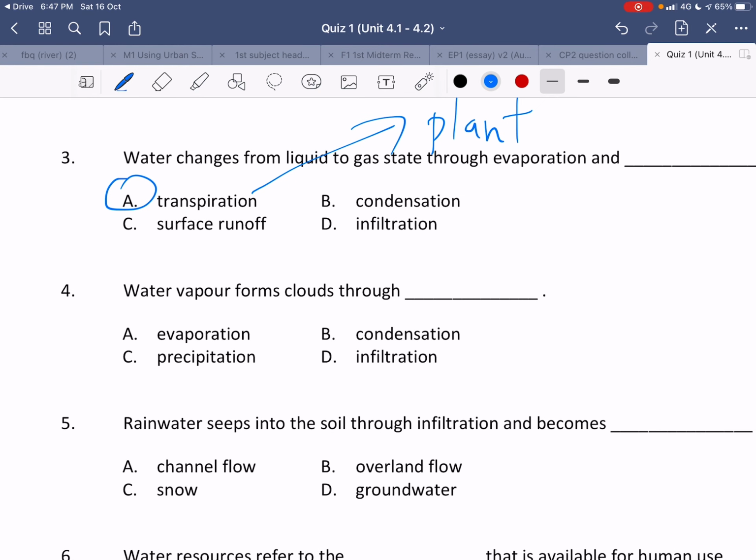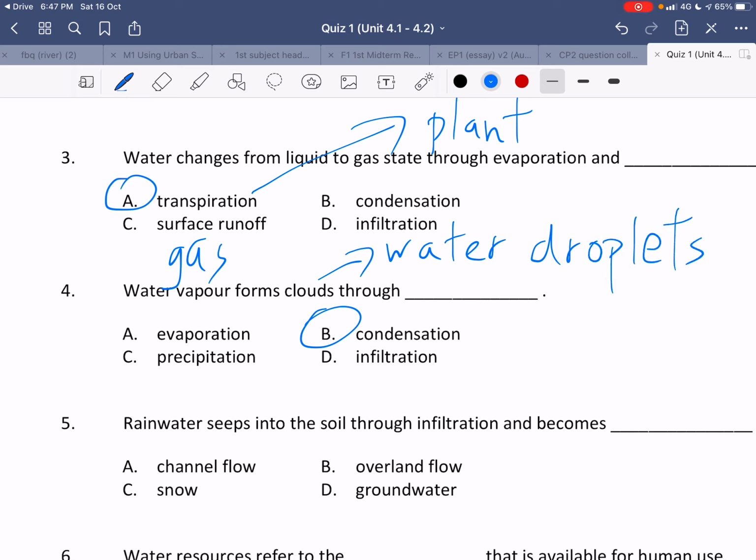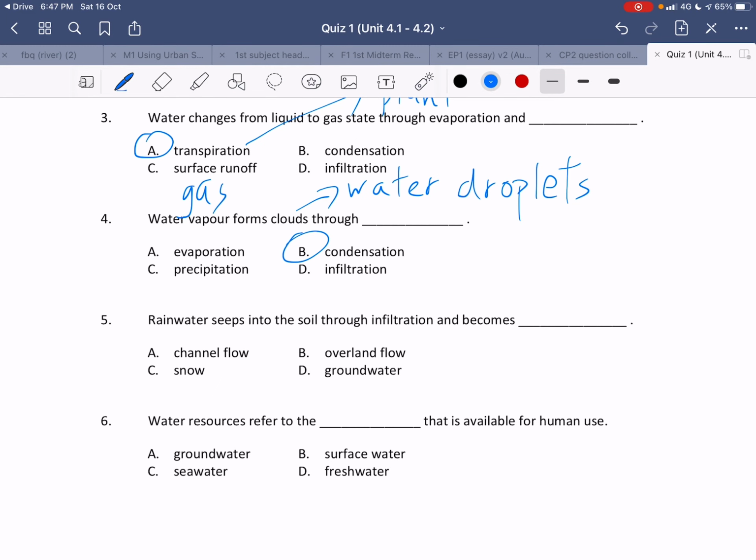Water vapor forms clouds through condensation. Because it is the gas, and then the cloud becomes water droplets. So what is the process behind the very small water droplets? It should be condensation. Okay, rain seeps into the soil through infiltration, and it will become channel flow, overland flow. No, because all of them are surface runoff indeed. Slow, definitely no, not this way. If it just seeps into the ground, the whole ground will become slow, isn't it? So it should be done.